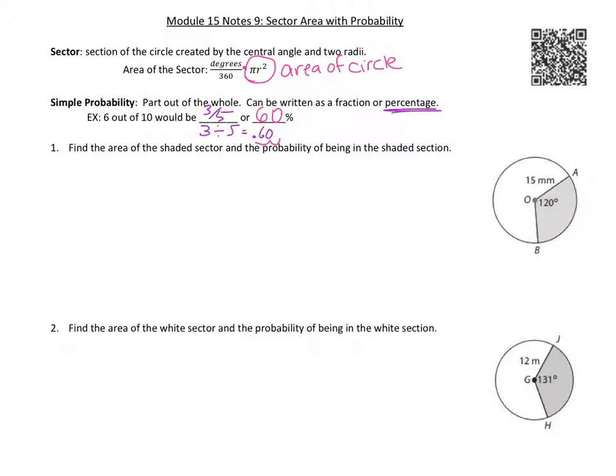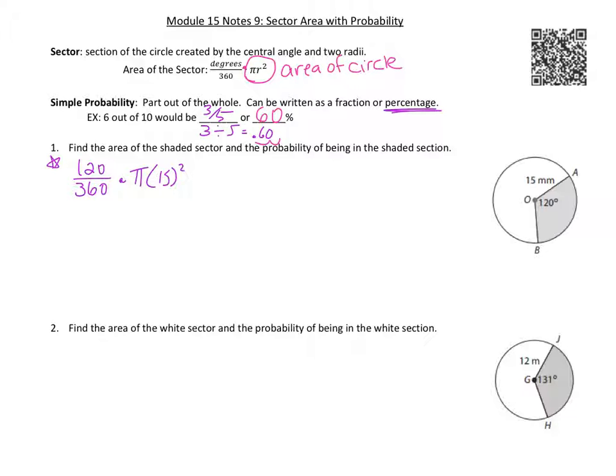So going on to number 1, if we want to find the area of our shaded sector, we need to take our degrees out of 360 and then multiply it by the area of a circle, so pi r squared. So our radius is 15, and I want you now to go through and figure out what is the area of that sector. And you can leave it in terms of pi.